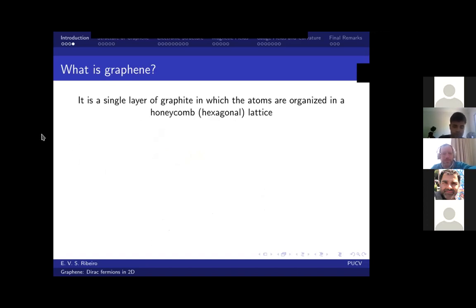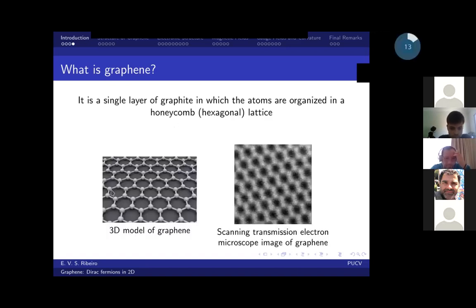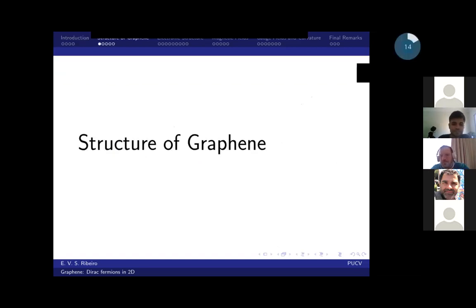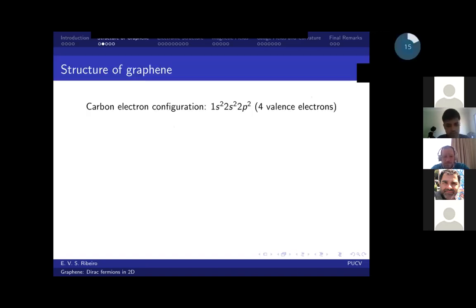So graphene itself is one of the single layers of graphite, in which the atoms are organized in a honeycomb lattice, which is basically a hexagonal lattice. Here is a 3D model of the honeycomb lattice of graphene, and this is a scanning transmission electron microscope image of graphene. We can see it indeed has a hexagonal lattice. Well, what is the physical structure of graphene?